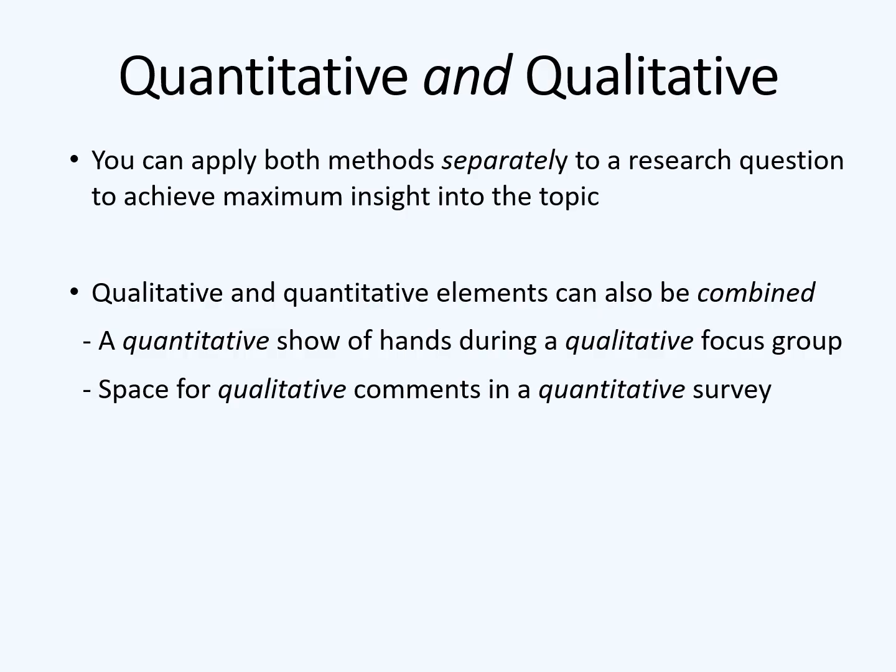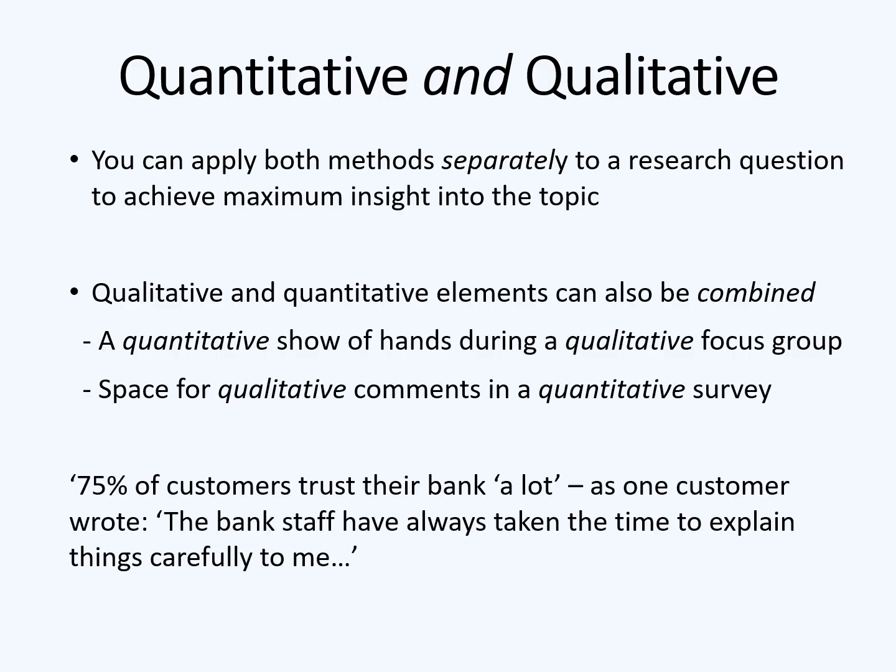At the same time, quantitative questionnaires may include space for qualitative insights. For example, an online questionnaire might say, if you have answered a lot, please explain the reason for this. Your findings may therefore include elements of both. For example, according to the survey, 75% of customers trust their bank a lot. As one customer wrote, the bank staff have always taken the time to explain things carefully to me.